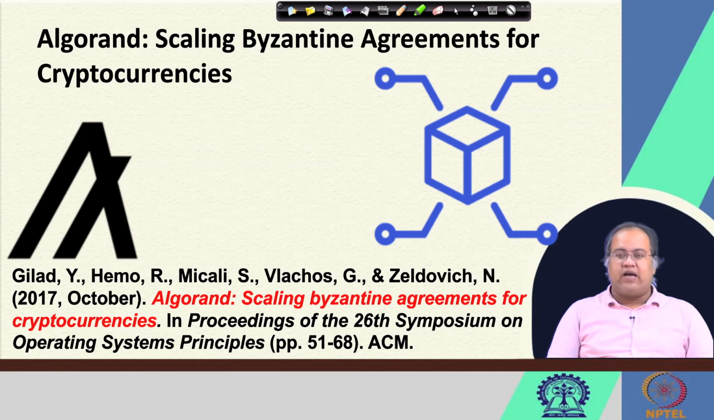So, it would be nice for us to learn what magic Algorand does to scale up in terms of both the number of nodes that can be supported, as well as the transactions per second, that is the transaction throughput, which is supported by the underlying blockchain.